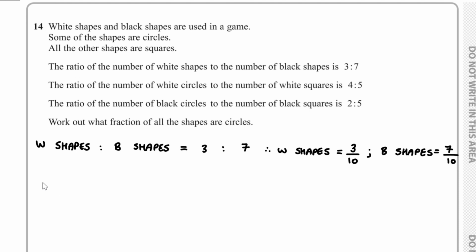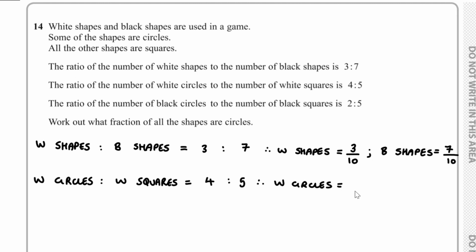We also know that the ratio of white circles to white squares is equal to 4 to 5, and therefore the fraction of white circles is equal to 4 over 9, and the fraction of white squares is 5 over 9.